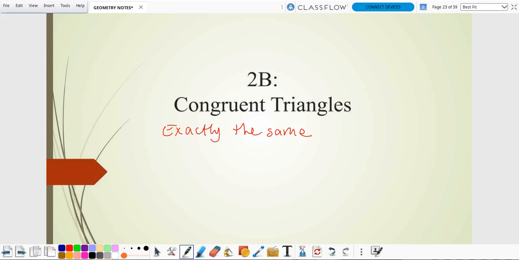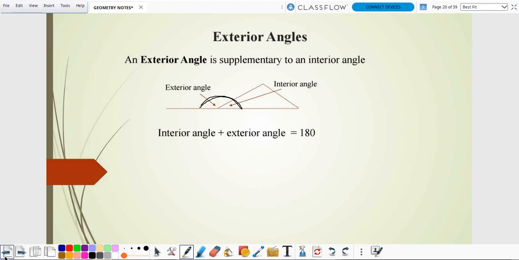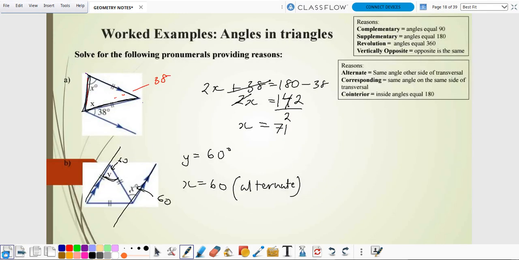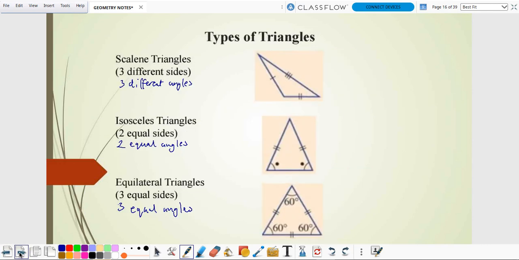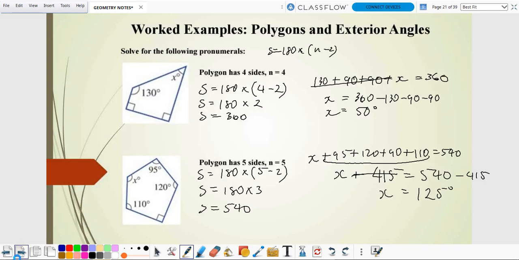Now, a couple of things you need to know is that you need to understand lengths of triangles and angles of triangles, which we've been learning about so far. You know that triangles will always add up to 180 degrees. And you've got basically three different types. Scalene, none of them are the same. Isosceles, two are the same, and then you've got your equilateral triangles. Those are mainly the ones that you'll be working with in these questions for congruent triangles.